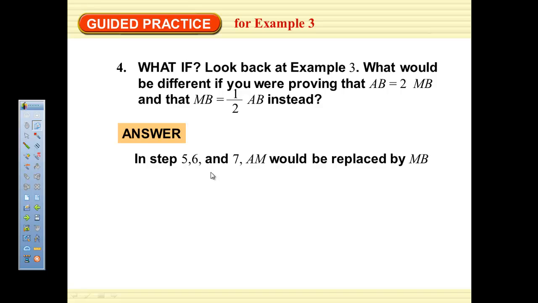And again, on steps 5, 6, and 7, AM would replace MB. And that's it for this one.